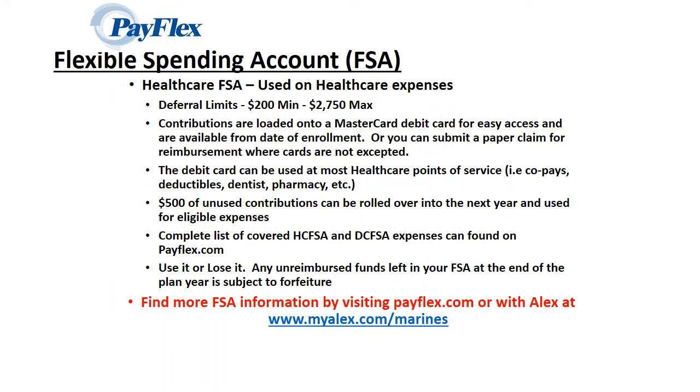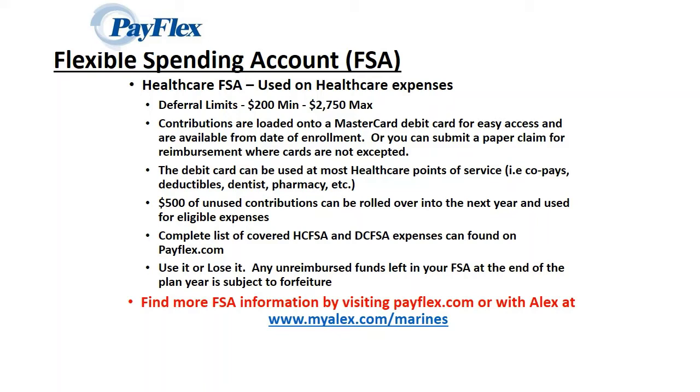FSA allows for the 2020 year a minimum of $200 and a maximum of $2,750 to be deferred. The money can be preloaded onto an Aetna PayFlex card that is mailed, or employees can submit receipts to be reimbursed. A total of $500 can be rolled over year to year. Anything over $500 will become use or lose.